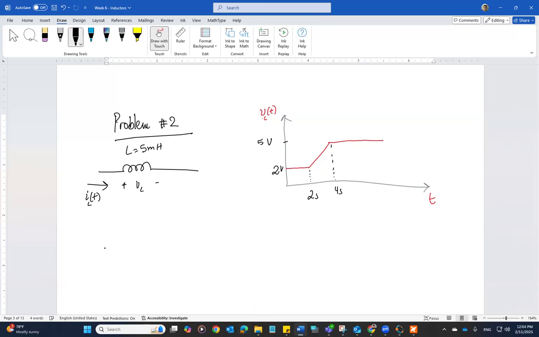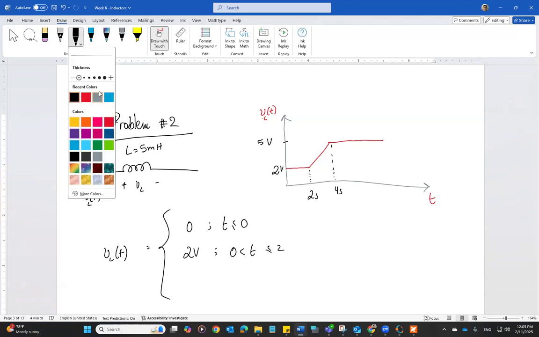Voltage across an inductor. So voltage across an inductor, we write it down as a piecewise linear function first. It is 0 for t less or equal to 0. 2 volt between 0 and 2 seconds. And then the equation of the line to represent what will be the voltage.